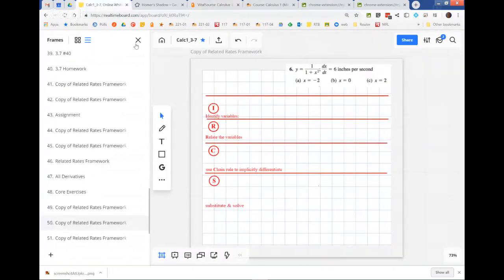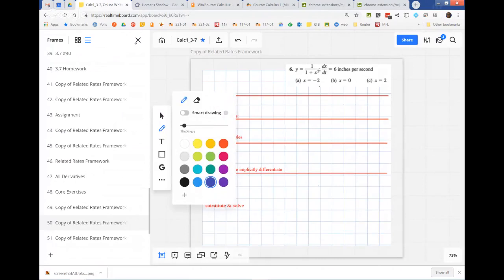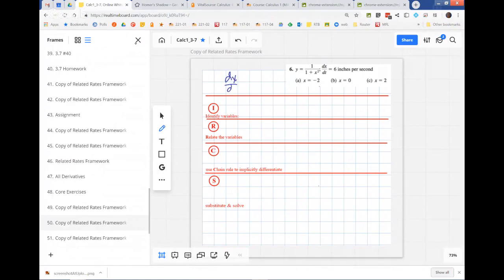Okay, now back. So you can see that we can say dx/dt is 6, given right there. And for part A, x is -2. We'll do part A. And the relation of the variables is already done. y equals 1 over 1 plus x squared. Okay, so it's time to do the chain rule. We've got to differentiate this with respect to t.